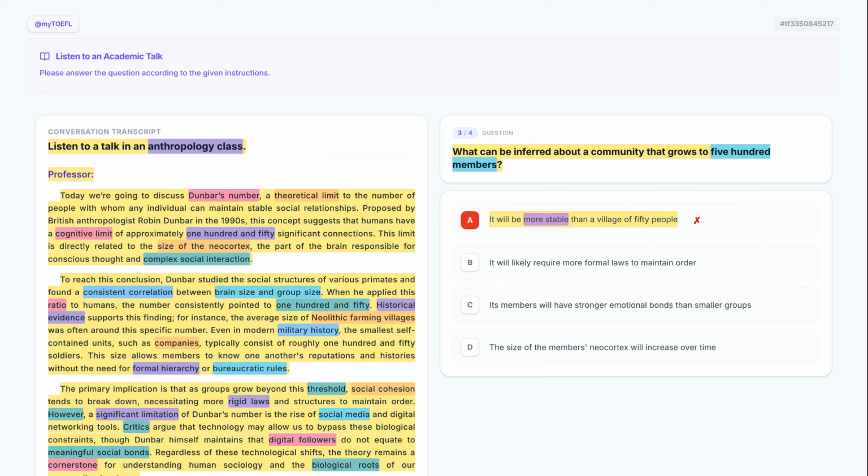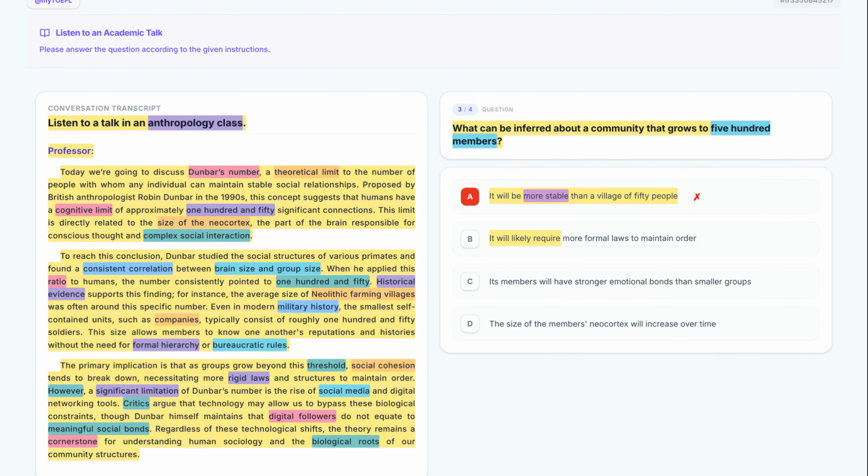Now, let's check what option B suggests. It will likely require more formal laws to maintain order. This is the logical inference. The professor states that groups beyond the limit require more rigid laws to maintain order.